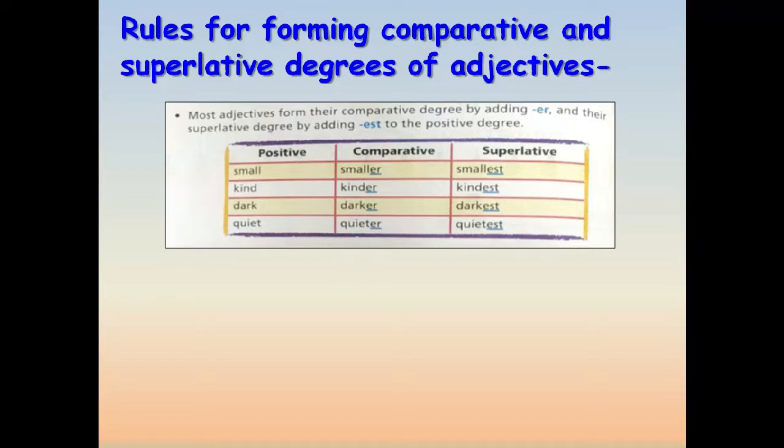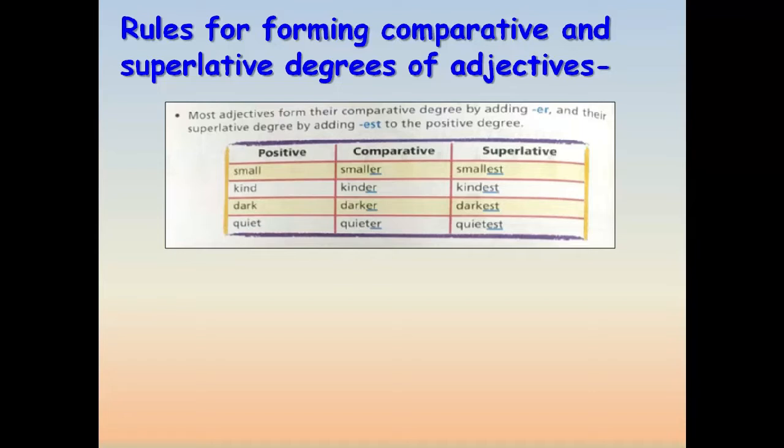Okay, let's read this. Most adjectives form their comparative degree by adding er and their superlative degree by adding est to the positive degree. So the example we did now, tall, taller, tallest, that also follows the same rule. In the positive degree, if we add er, we get the comparative degree. When we add est, we get the superlative degree.